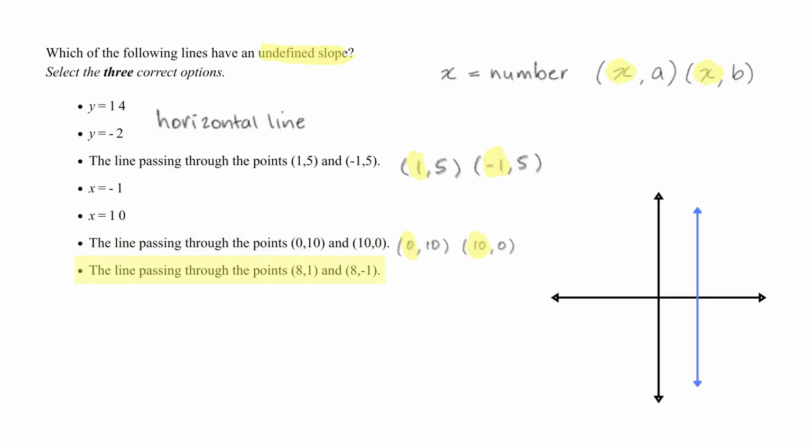The last option has the points (8, 1) and (8, negative 1). Now the x value in both points is 8, and we know that if the x value is the same in 2 points, then we are looking at an undefined slope example. So our undefined slope will be options 4, 5, and 8.